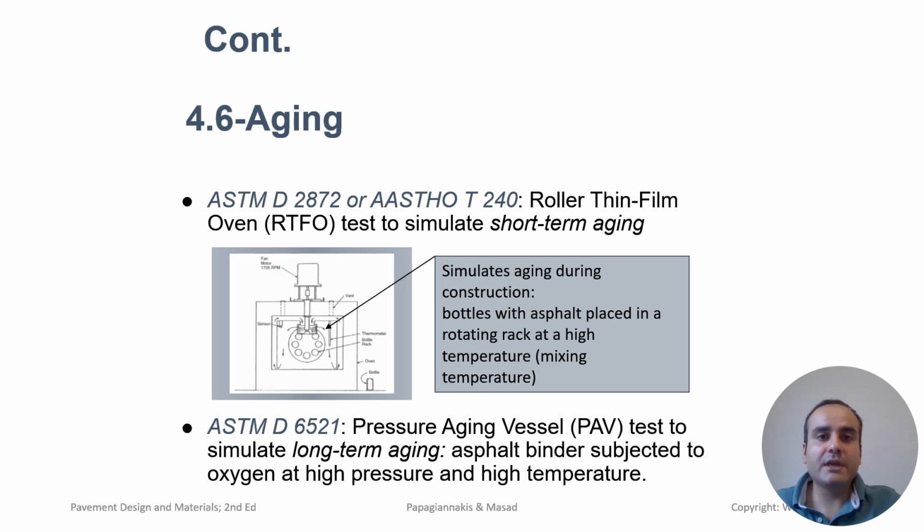The pressure aging vessel test simulates the long-term aging that occurs throughout the service life of the pavement. This test is conducted after the binder has undergone short-term aging in the RTFO. In the PAV test, the RTFO aged binder is subjected to elevated temperatures and pressure inside the vessel, replicating the aging process that would take place over 5 to 10 years in the field.